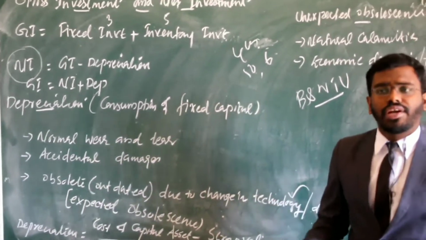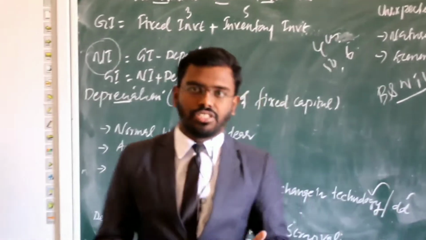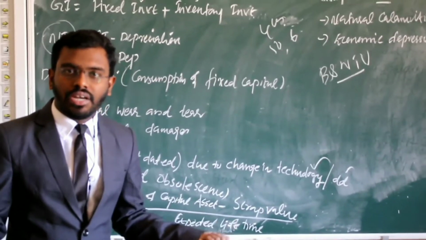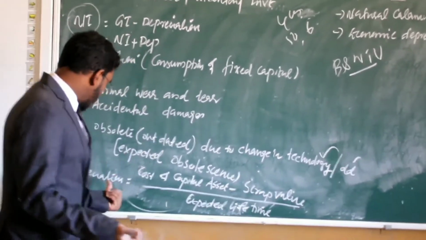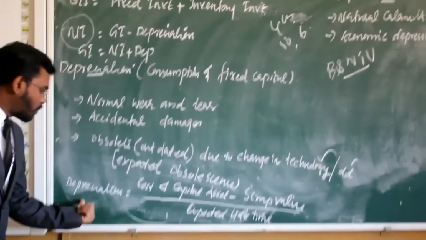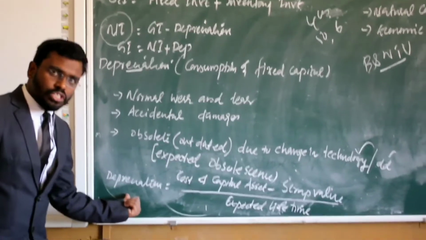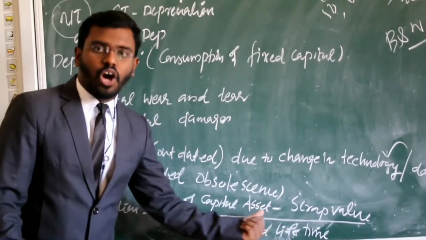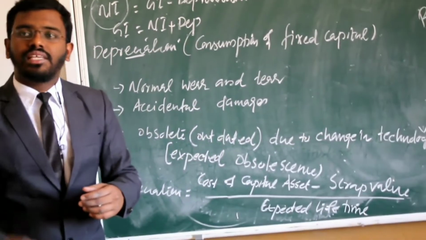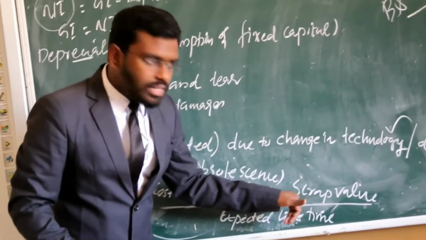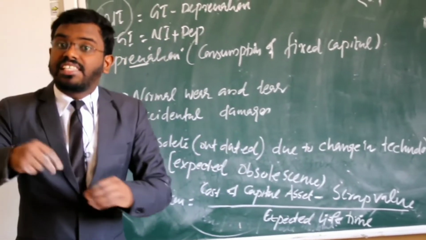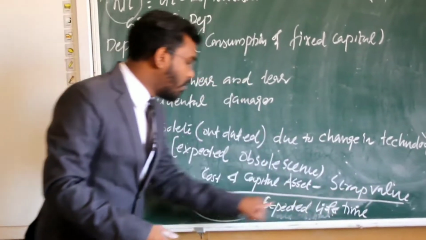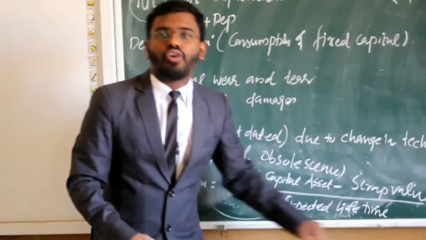Then how can we calculate the value of depreciation? In accounts you studied two methods of calculating depreciation, written down value method and straight line method. Here in economics we can use this formula. Depreciation is equal to cost of capital asset, how much money we spend for purchasing that asset, minus scrap value, how much money we will get when we sell this product, divided by expected lifetime of that asset.